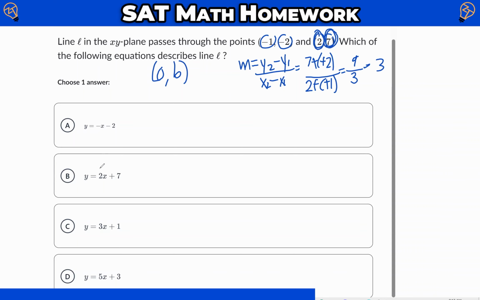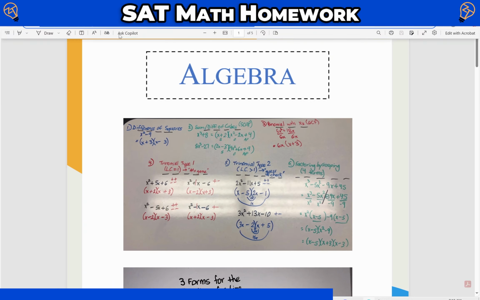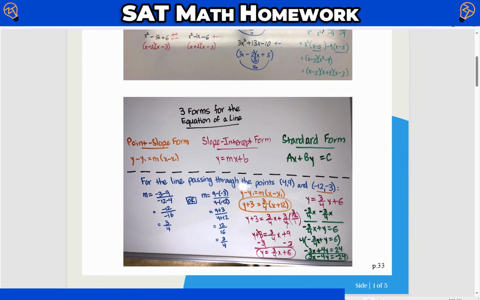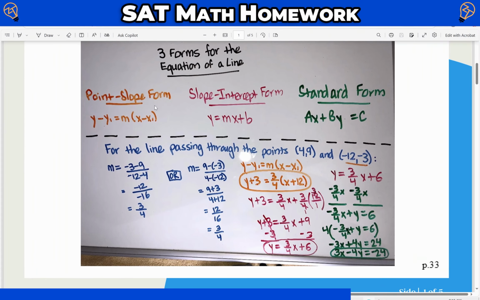Now, if it were multiple choice as well, we could narrow it down and say, well, this has a slope of -1, 2, 3, and 5. The only one that has a slope of 3 is C. But again, what if it weren't multiple choice? Well, as you'll see from page 33, so side 1 of your math reference document, you have 3 forms to the equation of a line.